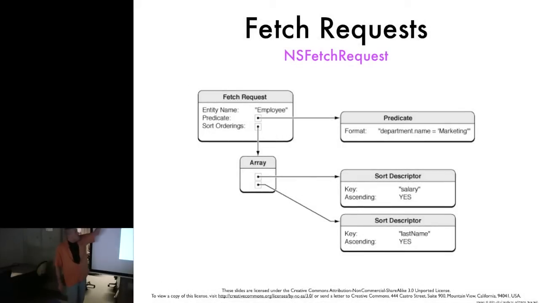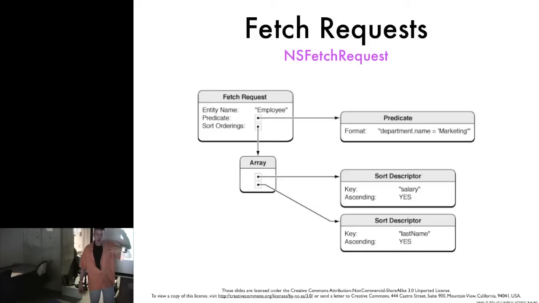So here's the anatomy of a fetch request. You've got the entity name that you're looking for. That's the description that you're looking for. So we're looking for an employee in this case. Our predicate specifies that we only want to fetch back the employees that match it. In this case, the predicate is the department name is marketing. So we want to find all the employees that are part of the marketing department. Then we've got a sort ordering that we can also apply to our fetch. In this case, we have two different descriptors that we're putting into the sort.